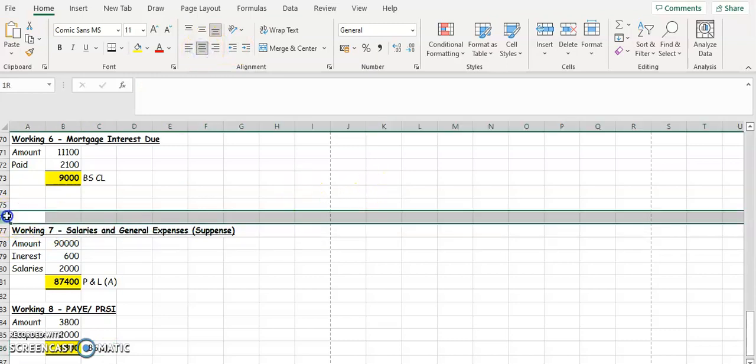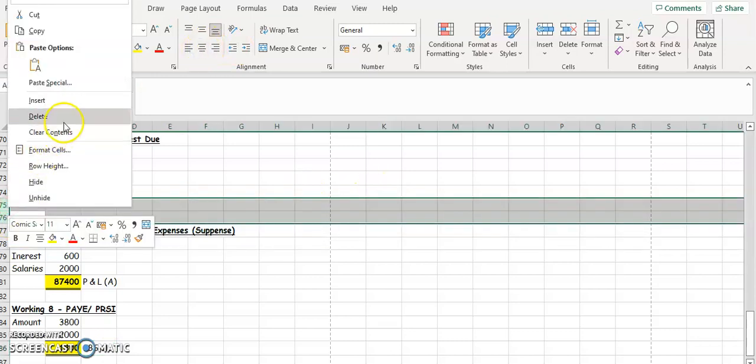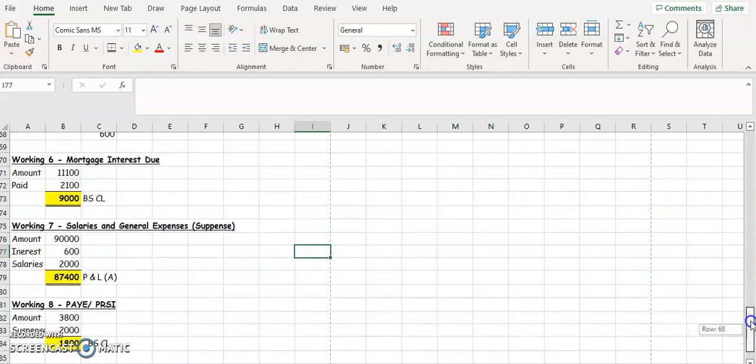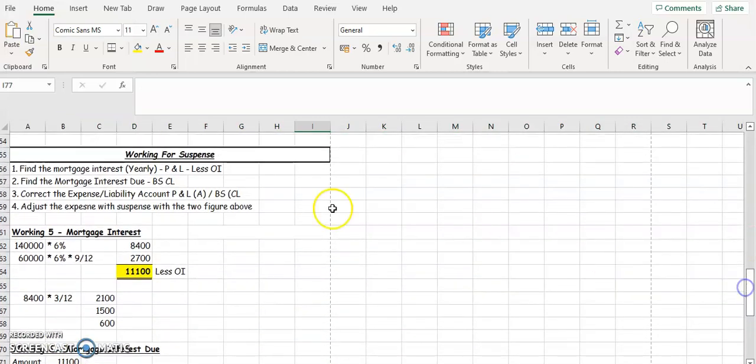So remember, with that adjustment, you've got 4 steps to do. So once again, stick it on a post-it. So find the mortgage interest for this year. That's going to go into your profit and loss account, less operating income. Find the mortgage interest due. That's going to go into your balance sheet as a current liability.